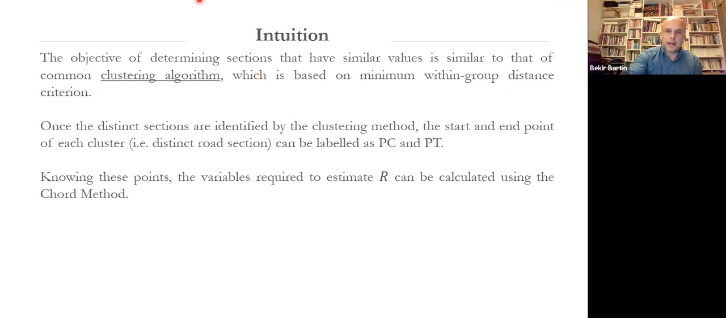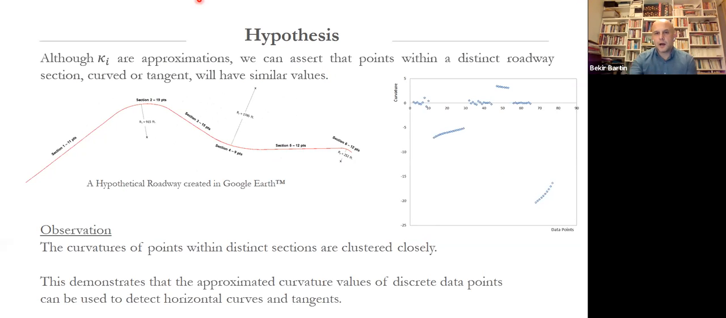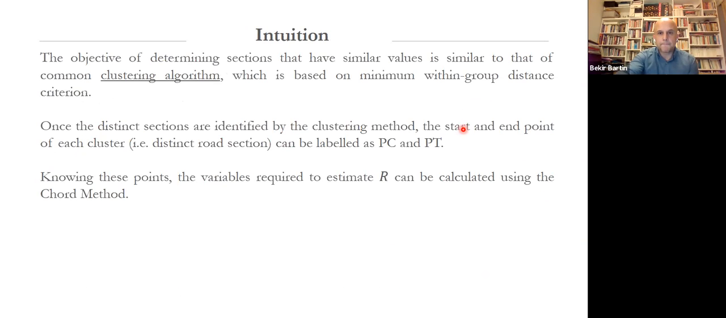So going back to the previous scatter plot, if I use any generic clustering method, I can find that this is one cluster, this is one cluster, and this is a straight section or tangent section, this is a curved section. I can find where the PC is, and where the PT is, where the PC is, where the PT is, and I can use, for instance, the Chord method to calculate what the radius of each section is. So that is the intuition. We can estimate the radius value.